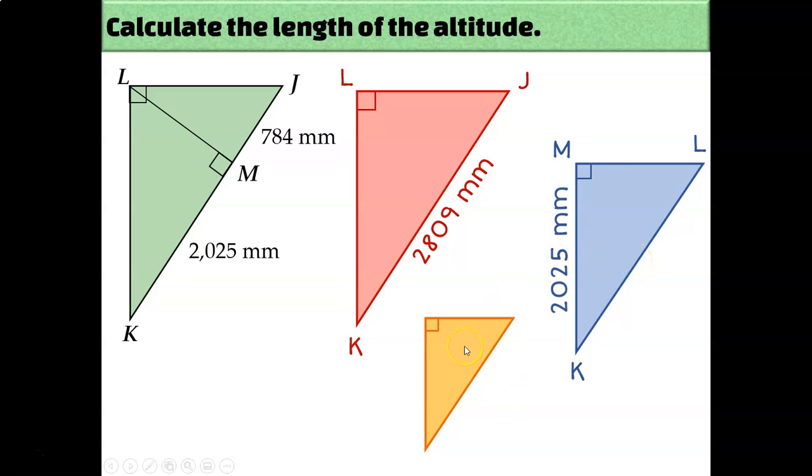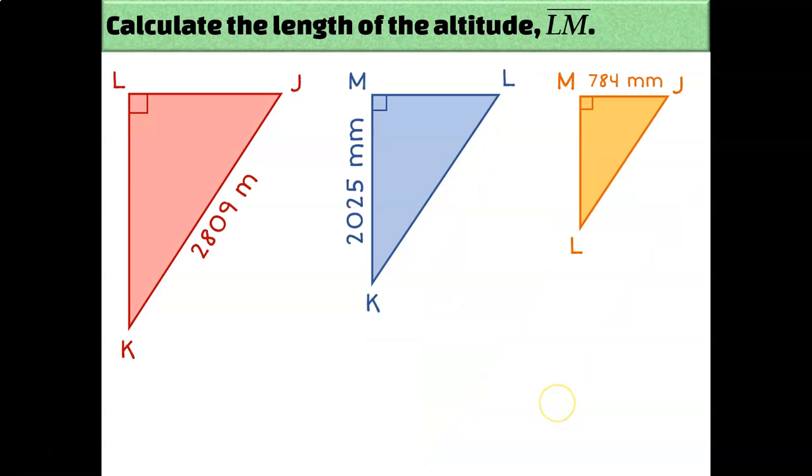Now let's do the same thing for the little triangle. Again, the right angle is called M. This time if I go along the short leg, it ends at J. And if I go along the long leg, it ends at L. And I can label segment JM with 784. So these are our three triangles from the original diagram drawn in the same orientation.